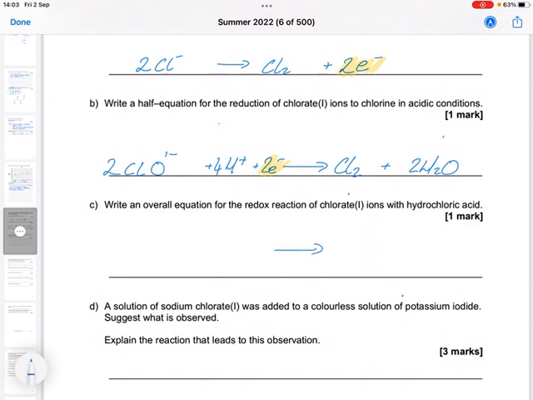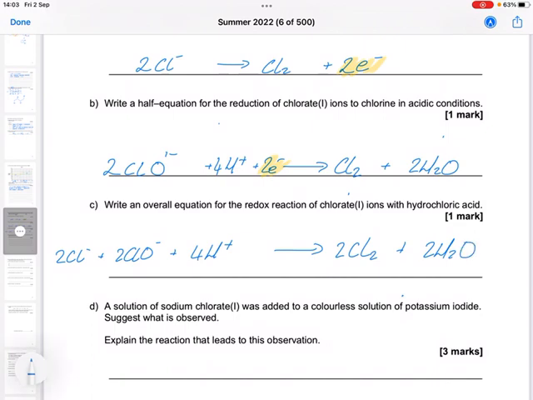So 2Cl- plus 2ClO- plus 4H+, and of course the electrons will cancel out. And then on the right hand side, I'll have 2Cl2. I won't have 2Cl2, I'll just have Cl2. Oh yeah, 2Cl2 because I'm adding the 2 together, plus 2H2O.